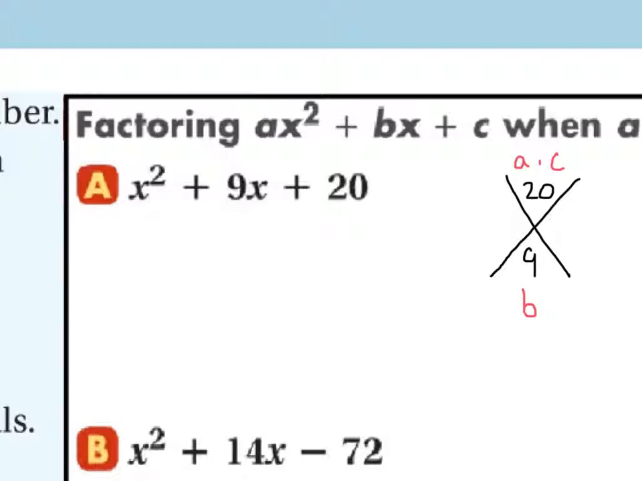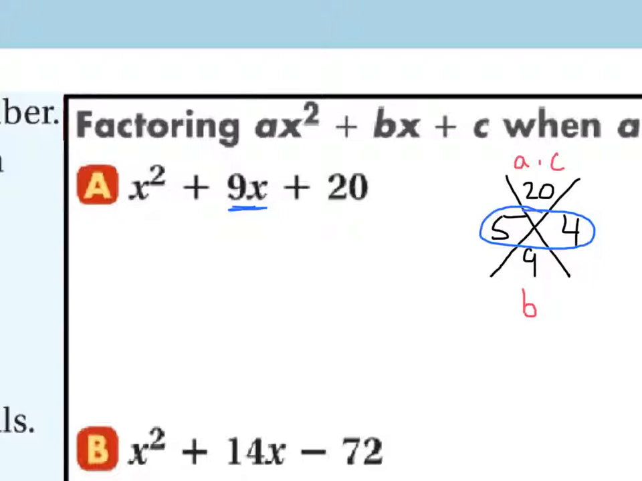Now what we're looking for are two numbers that when we multiply them give us 20, but when we add them give us 9. 5 and 4. So we write those here and there. It doesn't matter which order you put those in, by the way. You can write 4 and 5. That's fine. Now, those are the two numbers that we're going to use to break apart that middle term.